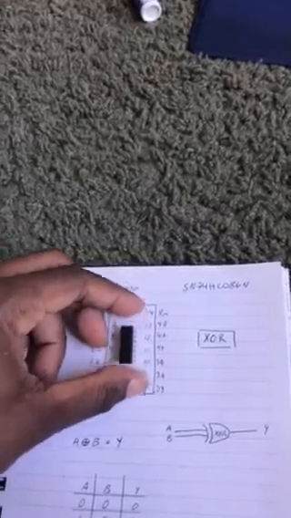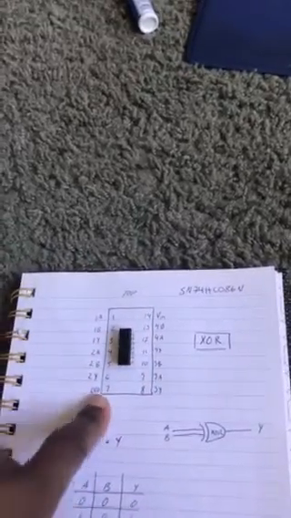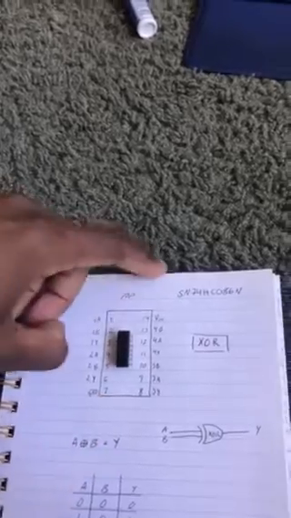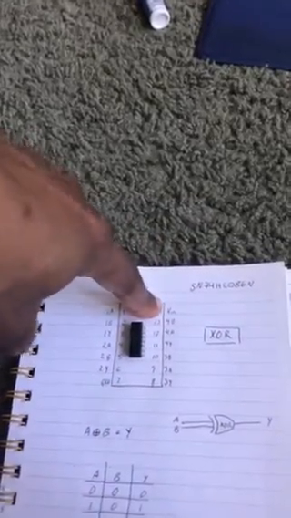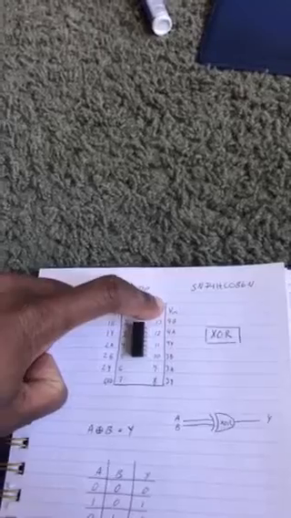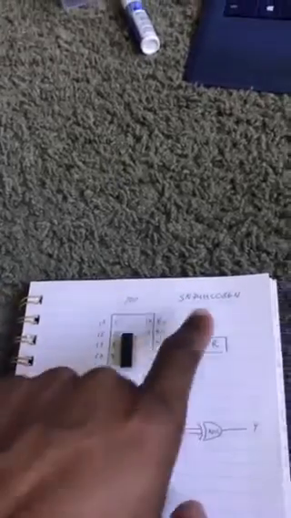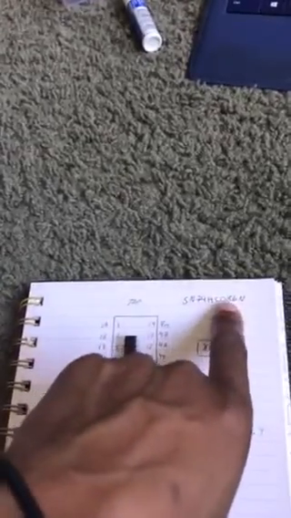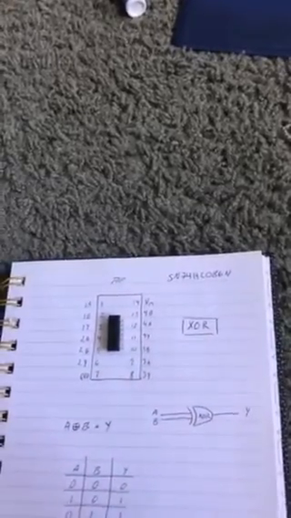This bottom pin here is ground. This top right pin here is VCC, or your applied voltage. This is the serial number for the logic gate that I used. Like I said, it's an XOR gate. I got it from Texas Instruments, and it's really not that expensive at all.